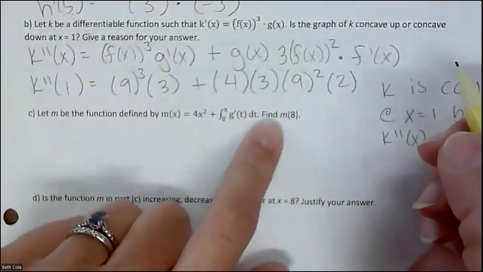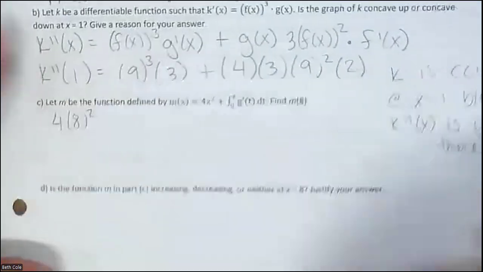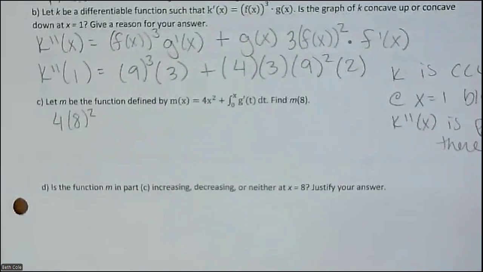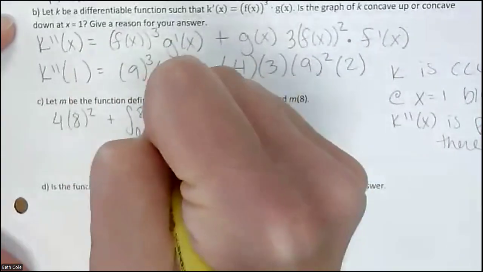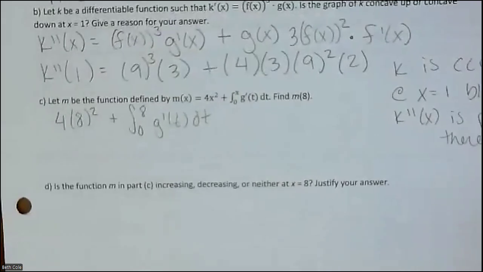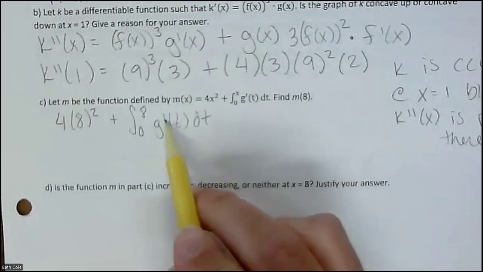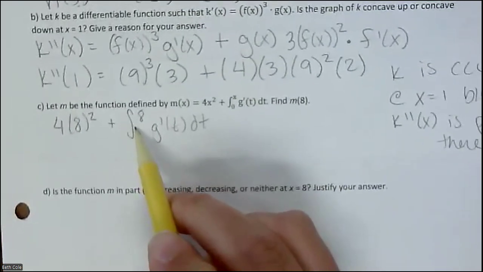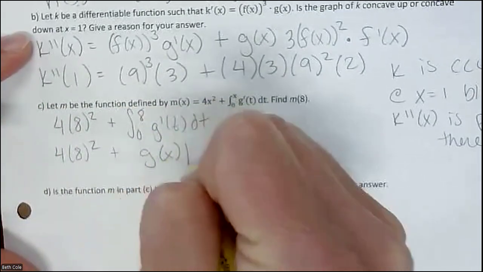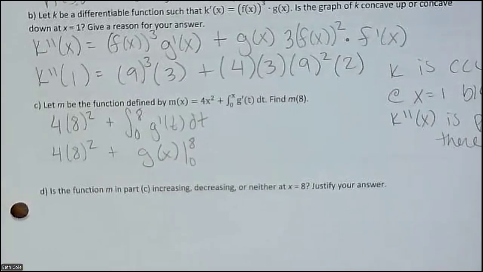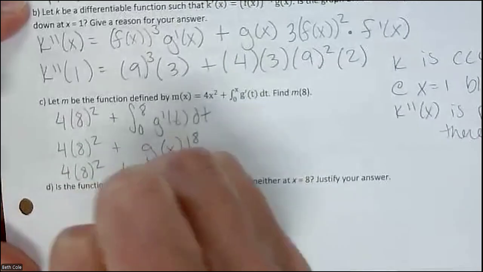All right, let M be this function. Find M of 8. Okay, well, we're going to plug 8 in. 4 times 8 squared, whatever that is. You can work that out if you want, but it's free response, so you don't have to. Plus the integral from 0 to 8 of all of that. This is your fundamental theorem of calculus. If this is G prime and you do an antiderivative, that takes you backwards to just G. And then it's upper minus lower, which you're going to get from the table.